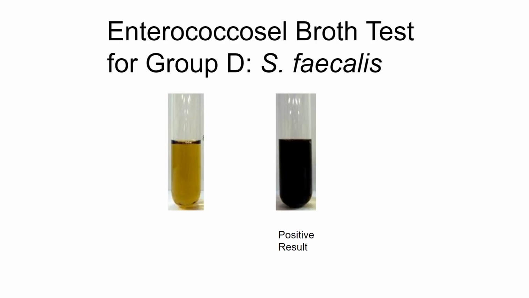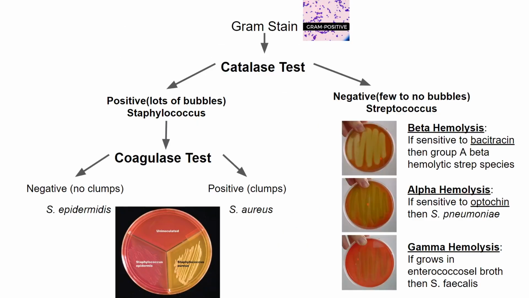The last test for our Streptococcus species that are exhibiting a beta hemolysis pattern would be to grow them in an enterococcal broth. This media starts off a golden color, and if a group D Streptococcus faecalis is present, it will turn pitch black. If all of those results are negative, then we would have to list this as an unknown beta hemolytic Streptococcus species. Coming back to our diagram, alpha hemolytic streps could be Streptococcus pneumoniae.